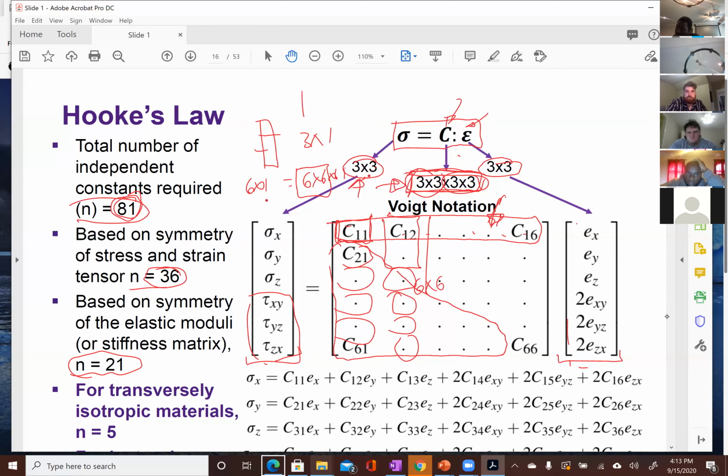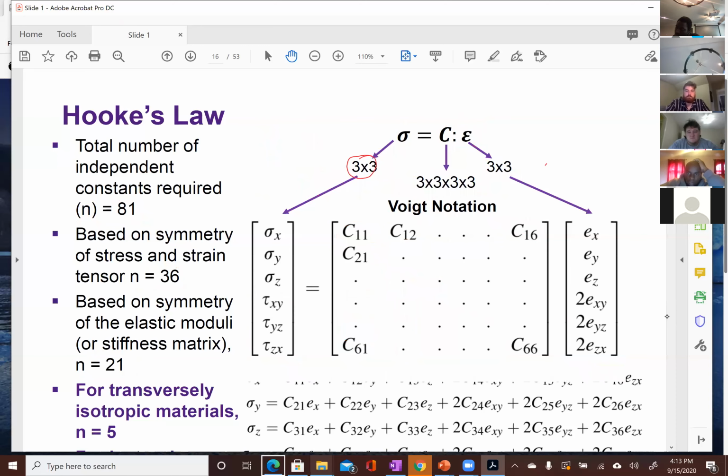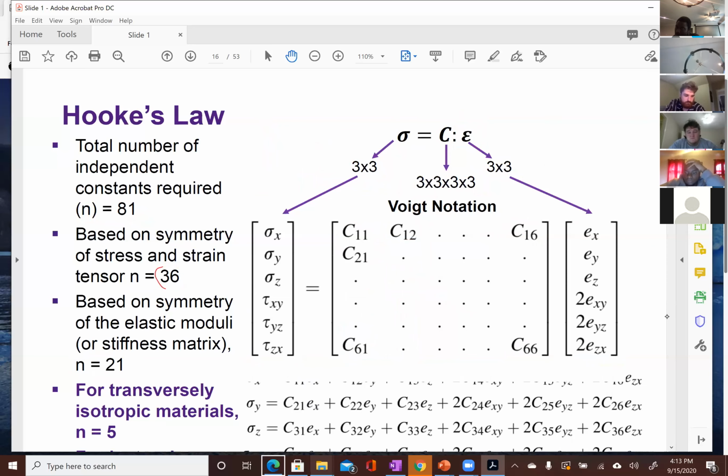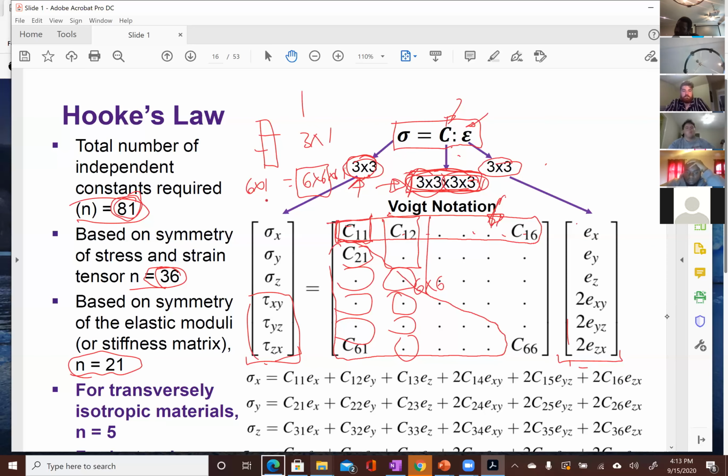Based on the symmetry of the stress and strain, you went from 81 to 36. Based on the symmetry in the stiffness tensor, you've gone from 36 to 21. And that's what you're going to have. You will need 21 independent elastic components to completely describe a linear anisotropic solid.